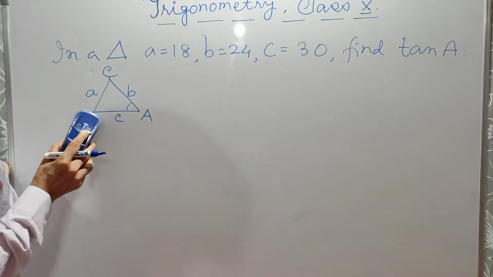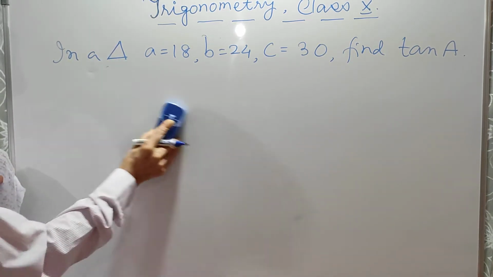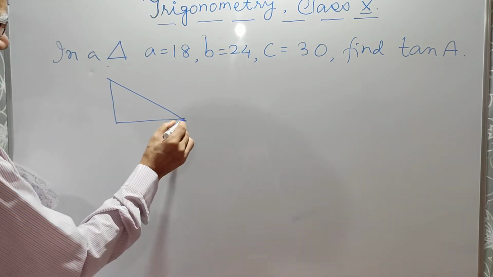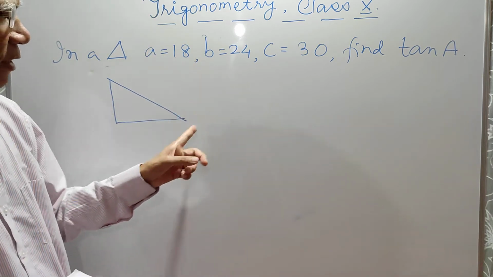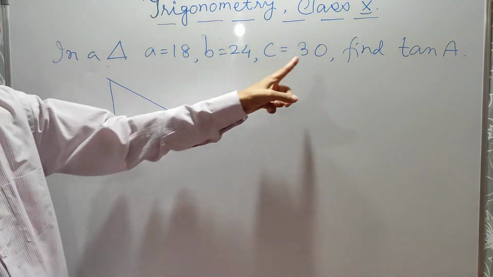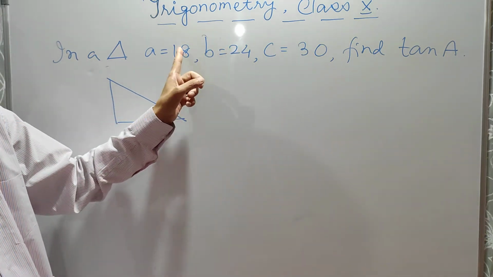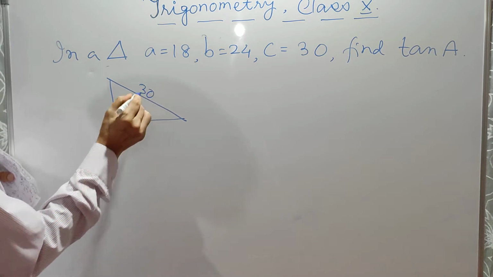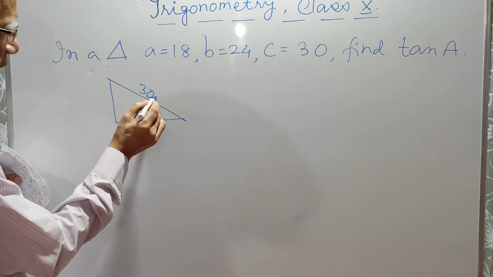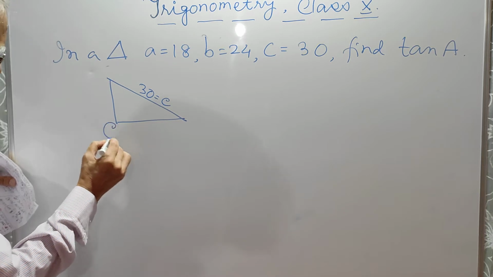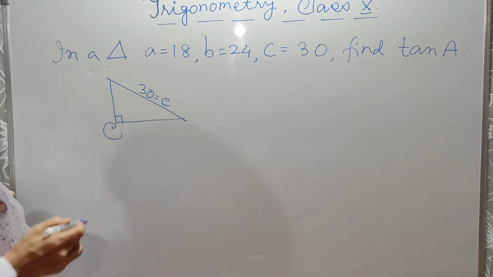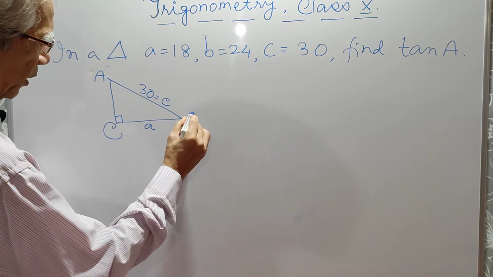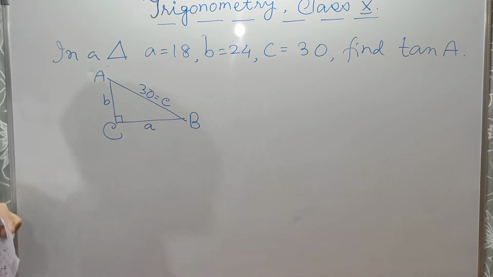Since we have to find tan, obviously it is a right angle triangle. Now, if it is a right angle triangle, this must be the hypotenuse because this is the longest side. If you see 18, 24, 30, this is the longest side. So this must be the hypotenuse. This is C. Therefore, the right angle is C. Then this is A, and this is B.